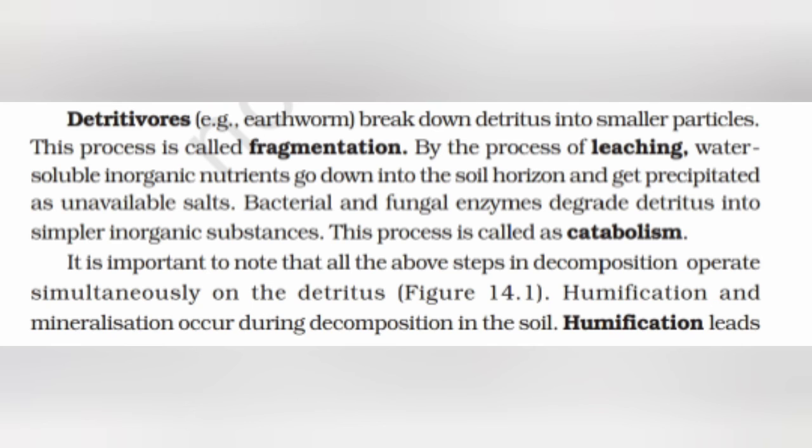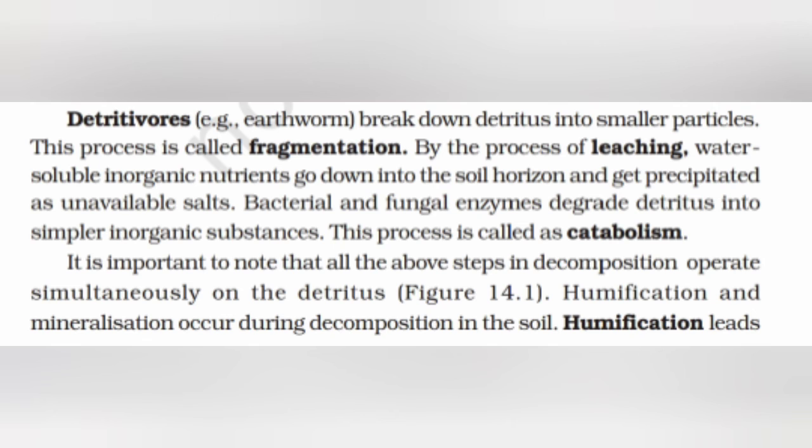Detritivores, for example earthworms, break down detritus into small particles. The process is known as fragmentation. By the process of leaching, water-soluble inorganic nutrients go down into the soil horizon and get precipitated as unavailable salts. Bacterial and fungal enzymes degrade detritus into simpler inorganic substances.